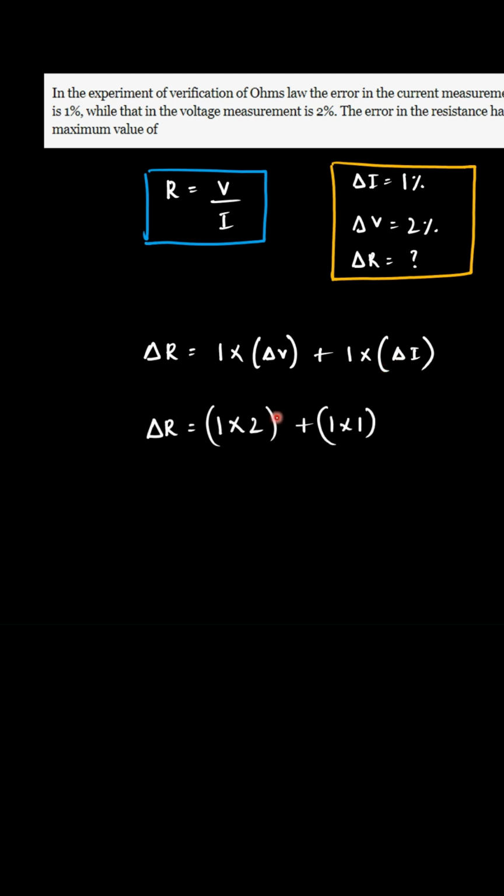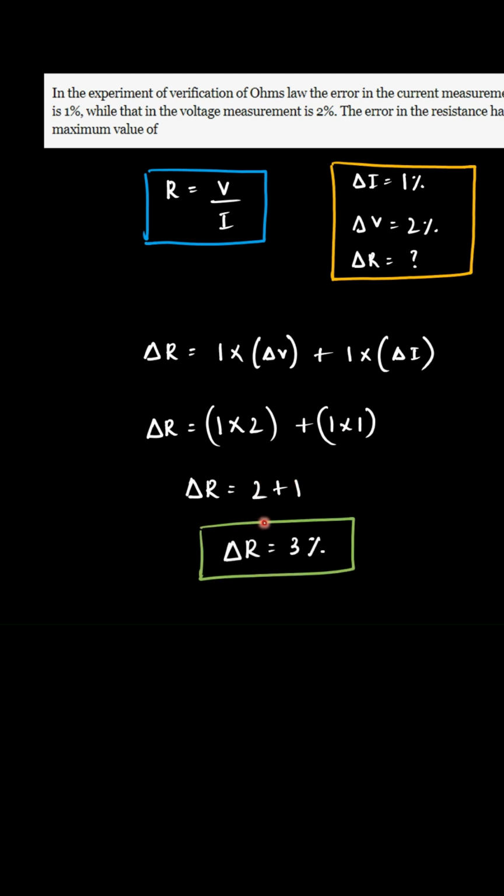In an experiment of verification of Ohm's law, the error in current measurement is 1%, while that in voltage measurement is 2%. The error in measurement of resistance has the maximum value of what? We know that R is given by V over I. In the question, delta I is given as 1%, delta V is given as 2%, delta R is asked. I can write the formula for delta R as 1 multiplied by delta V plus 1 multiplied by delta I, which is going to give you the value 1 multiplied by 2 plus 1 multiplied by 1, 2 plus 1, delta R is going to be 3%.